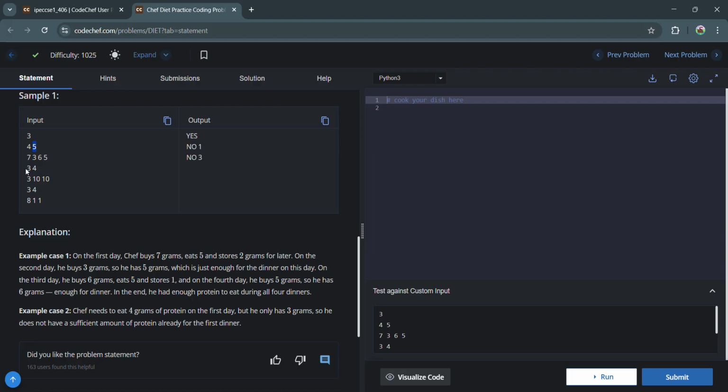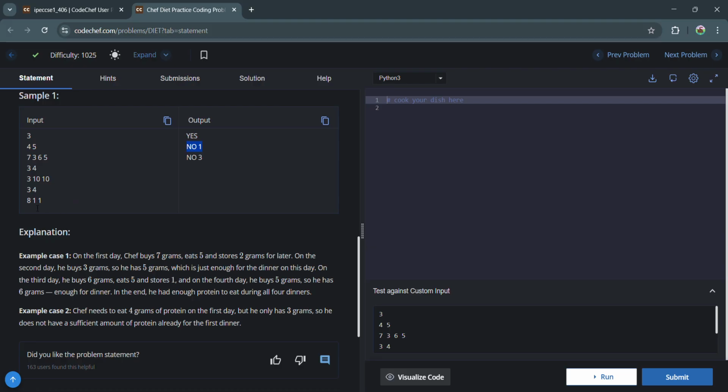In example number 2, he has to intake 4 grams daily, but on the first day he has only 3 grams, so he cannot complete his 4 grams intake of protein on the first day itself. So we have to print no in that case with day 1.